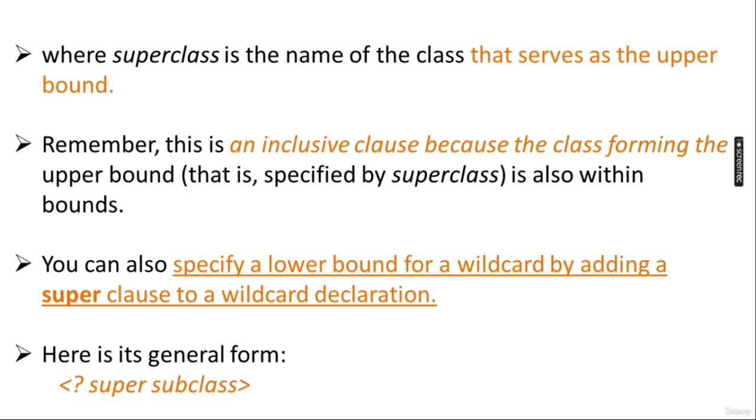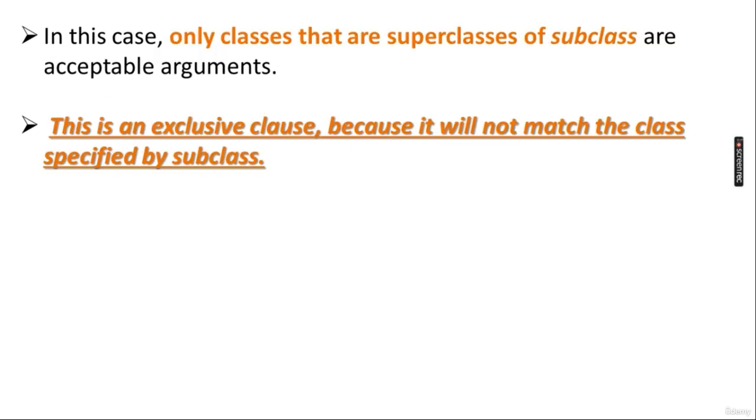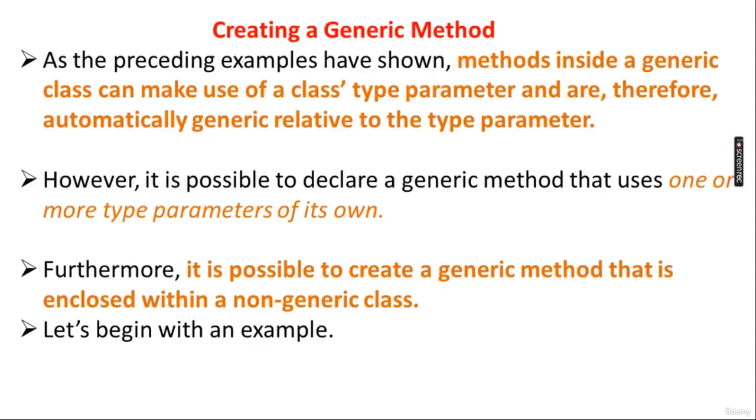Remember, this is an inclusive clause because the class forming the upper bound that is specified by superclass is also within the range of the bound. You can also specify a lower bound for a wildcard by adding a super clause to a wildcard declaration: ? super subclass. Only classes that are superclasses of subclass are acceptable arguments. This is an exclusive clause because it will not match the class specified by the subclass.